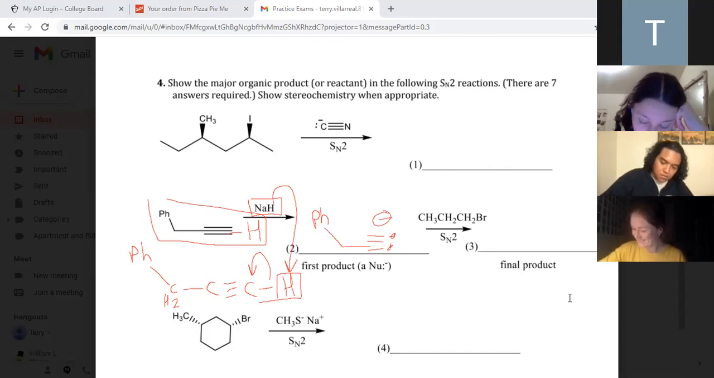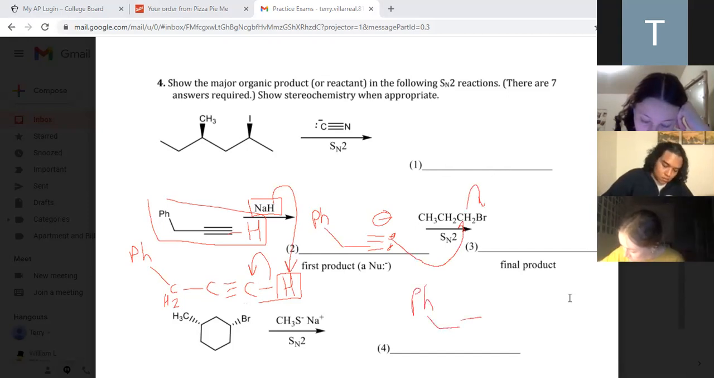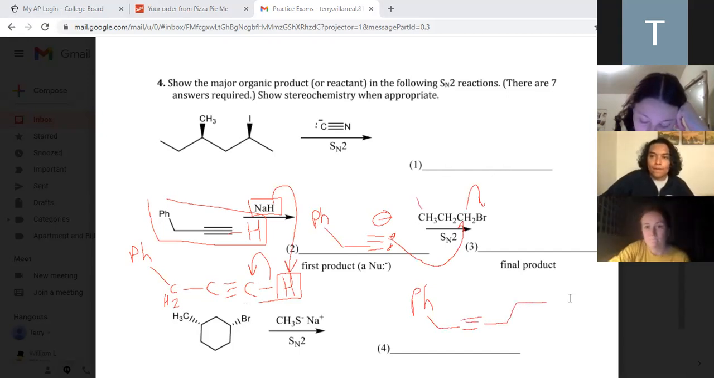Okay, so then in the second one, it's just going to act as an SN2. It's going to attack the carbon with the bromine, pop that off. So then I'm going to have pH coming down to this triple bond, and then I'm going to add 1, 2, 3 carbons like that. So that should be my final product. Does that make sense? Questions on that? Now's the time.